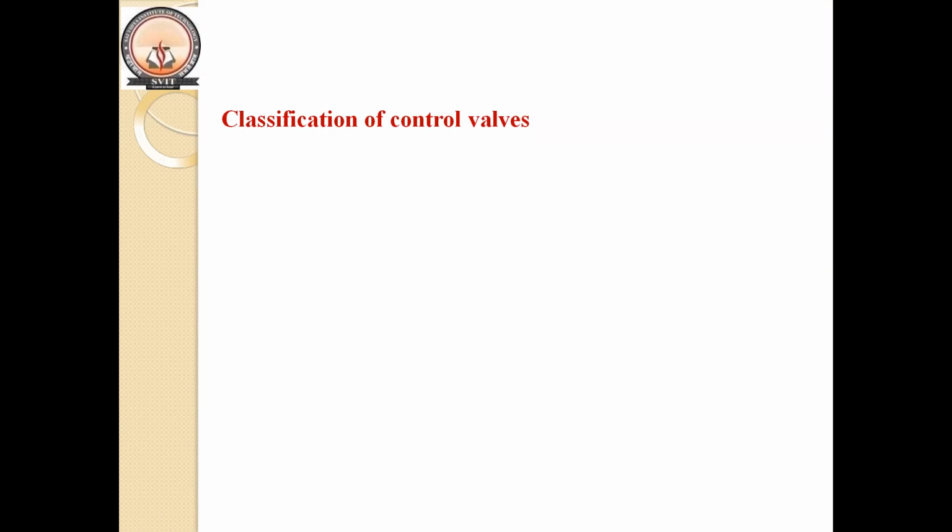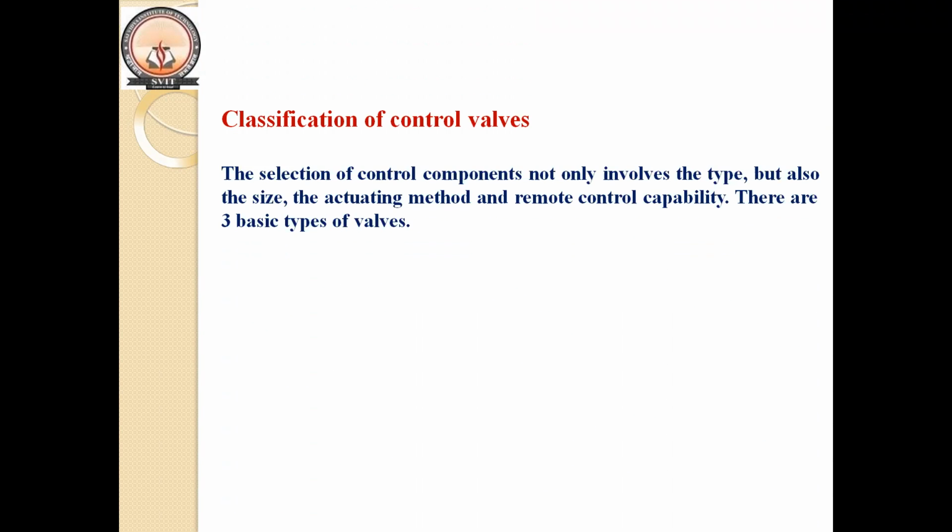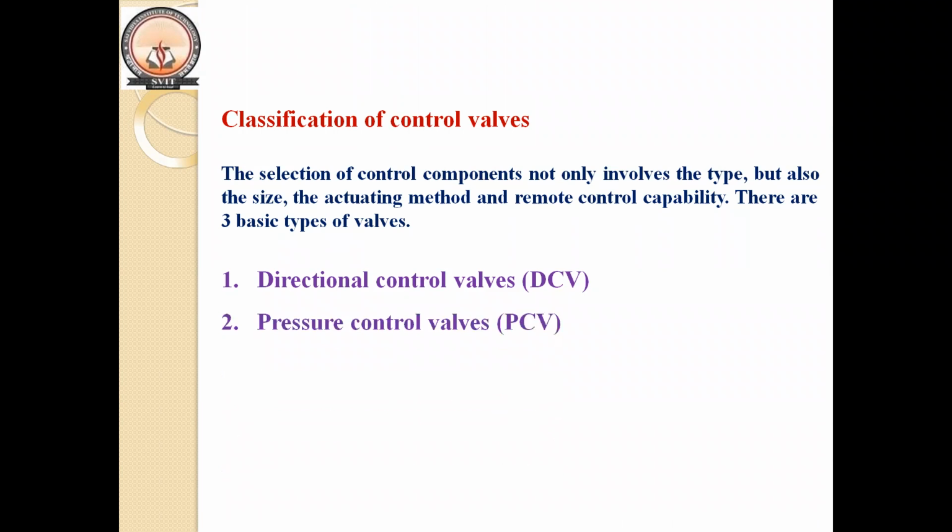Then we have three types of control valves. In that, the first one is a directional control valve. As the name indicates, these valves are used to change the direction of the fluid in hydraulic circuit. The second one is pressure control valves. These valves are used to maintain the required pressure in the hydraulic circuit. Third one is the flow control valves. These valves are used to change the flow rate of the fluid in the hydraulic circuit.